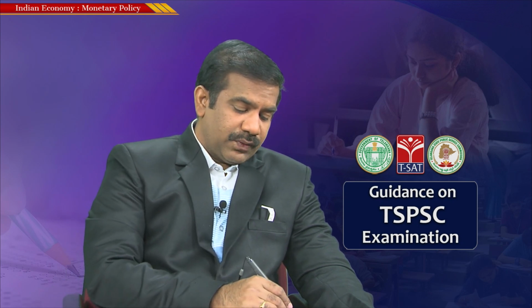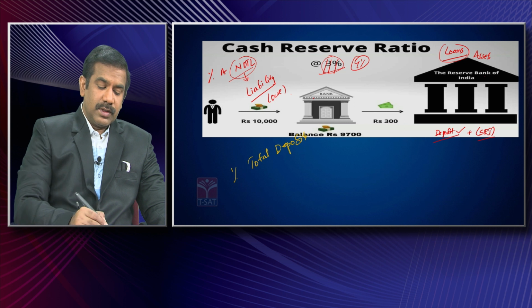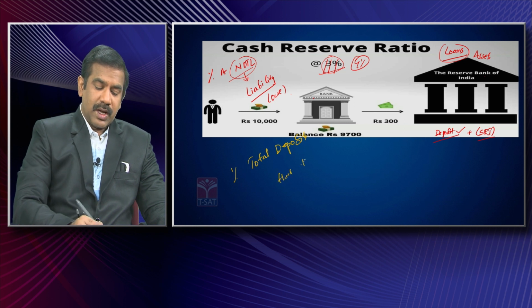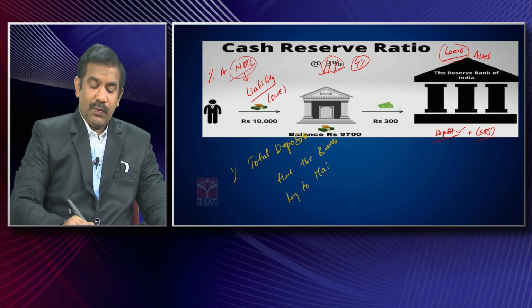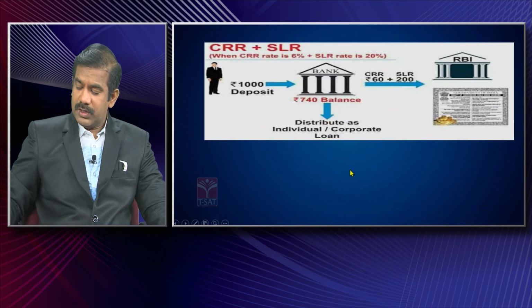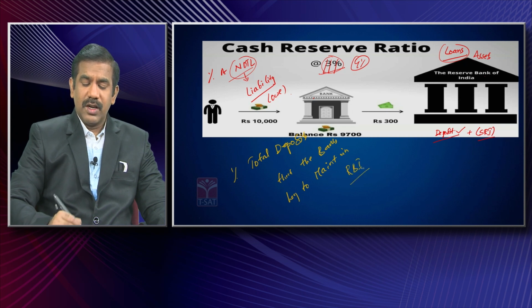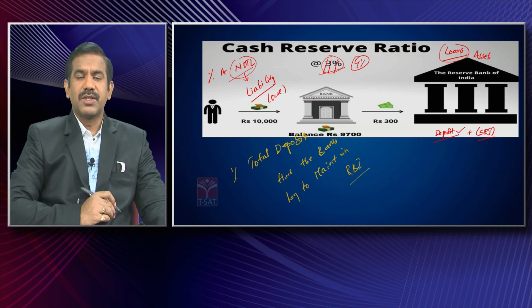The percentage of net demand and time liabilities. It simply means the percentage of total deposits that the bank has to maintain with RBI in the form of liquid cash. This is generally what we call the cash reserve ratio.